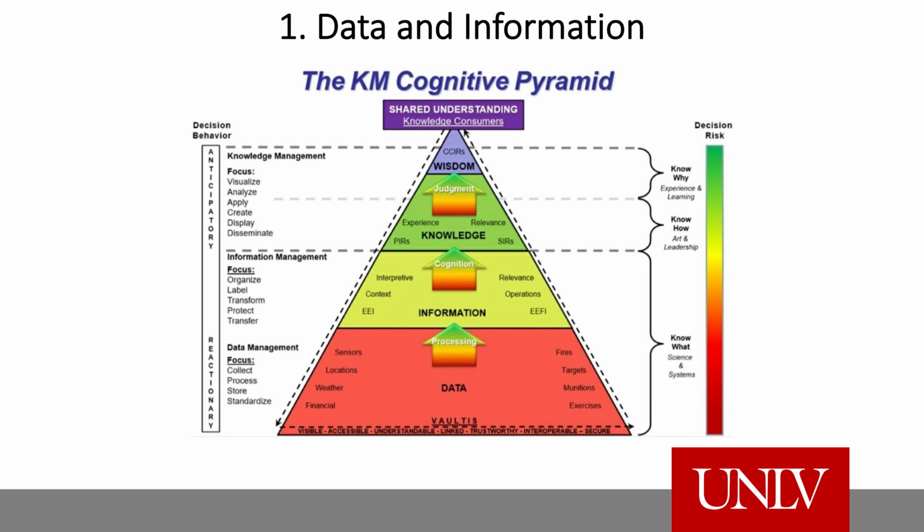This framework explains how organizations transform raw data into meaningful information, then into actionable knowledge, and ultimately into shared wisdom that guides strategic decision-making. As we move upward through the pyramid, the value and usefulness of what we understand increases. This process also changes how decisions are made, shifting from reacting to events at the lower levels to anticipating and planning proactively at the higher levels. Understanding this pyramid helps us recognize how data, analytics, experience, and judgment work together inside organizations.